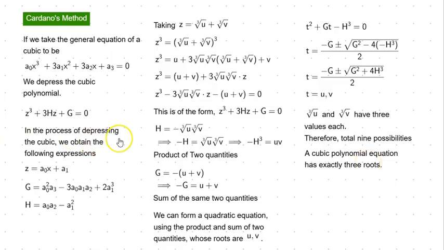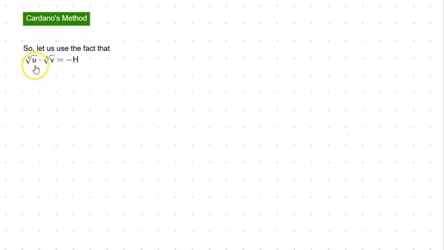For that, we use another fact that we know. That is, cube root of u times cube root of v is equal to minus h. So let's now use this to figure out which of those 9 are the relevant ones. So now this implies that cube root of v is equal to minus h by cube root of u. The first root z sub 1 is equal to the cube root of u plus cube root of v itself, which can also be written as cube root of u minus h by cube root of u.